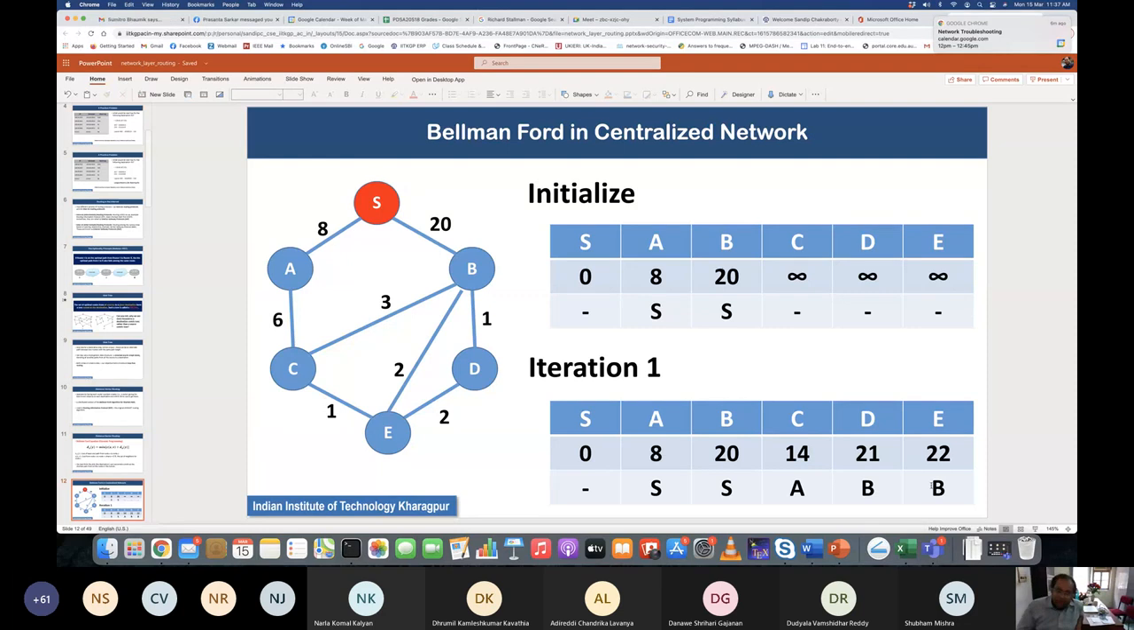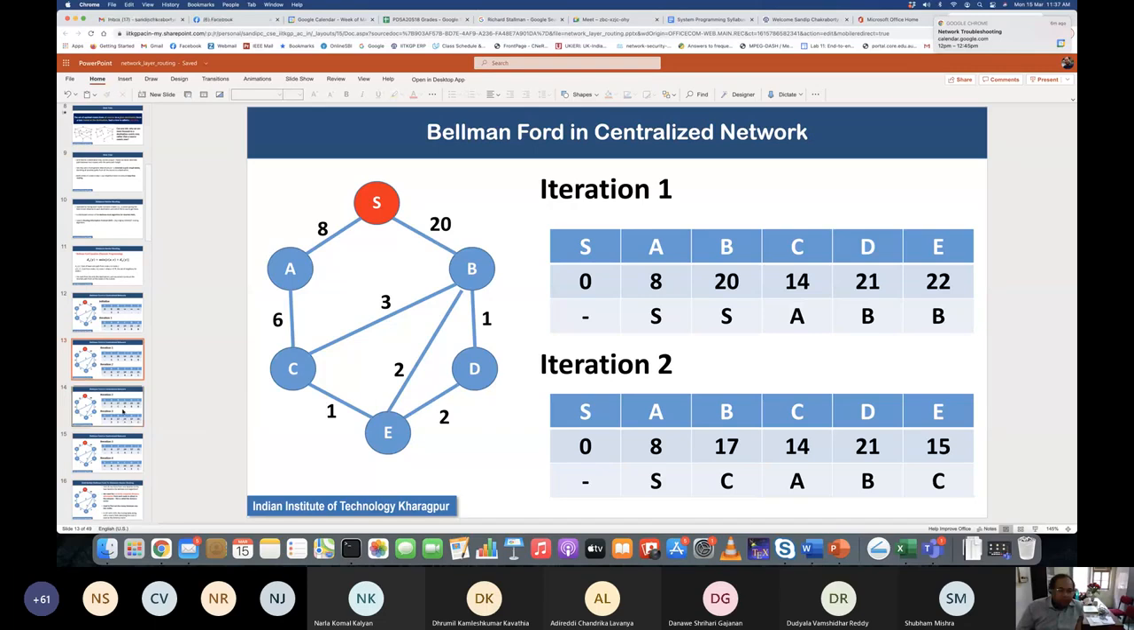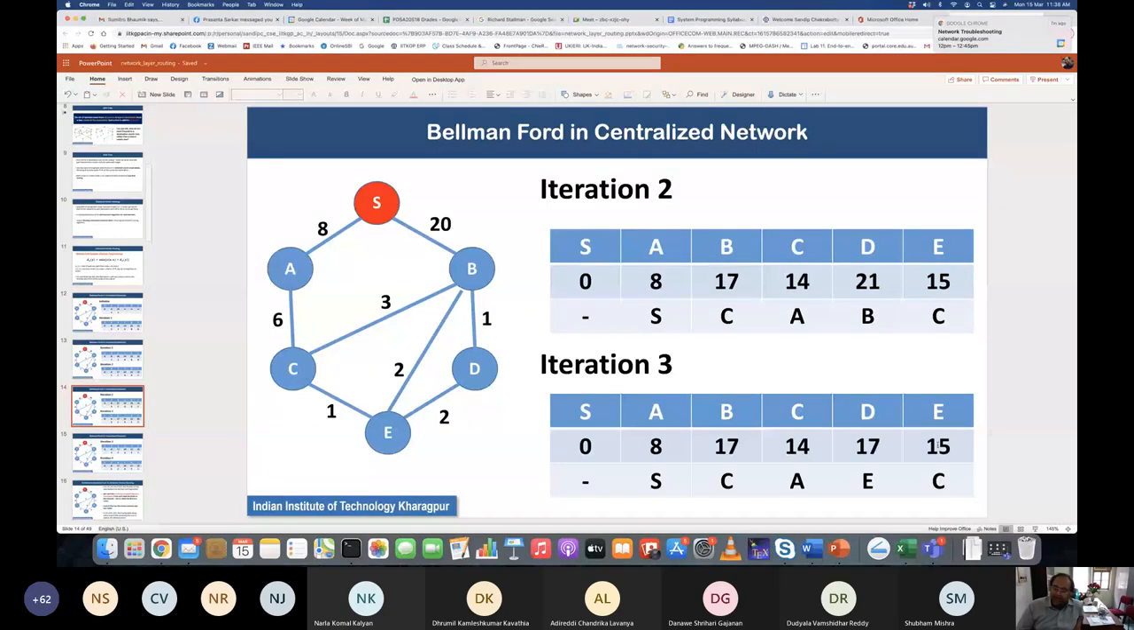In the next iteration, I do further optimization. For D, I can reach it via B and via E. Via E I would have more cost, so I remain via B. For E, I can reach via C or via B. If I reach via C, then for C I had a cost of 14, now 14 plus 1, 15. So I can reach at a minimum cost, and I update this as 15. In the next iteration, for D, I can reach via E. From E to D the cost is 2. I add 2 to E's cost and get 17, so I reach via E.